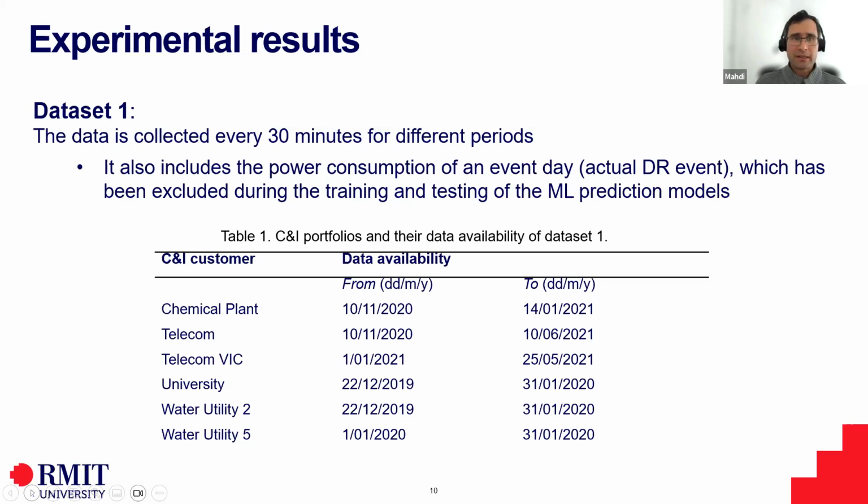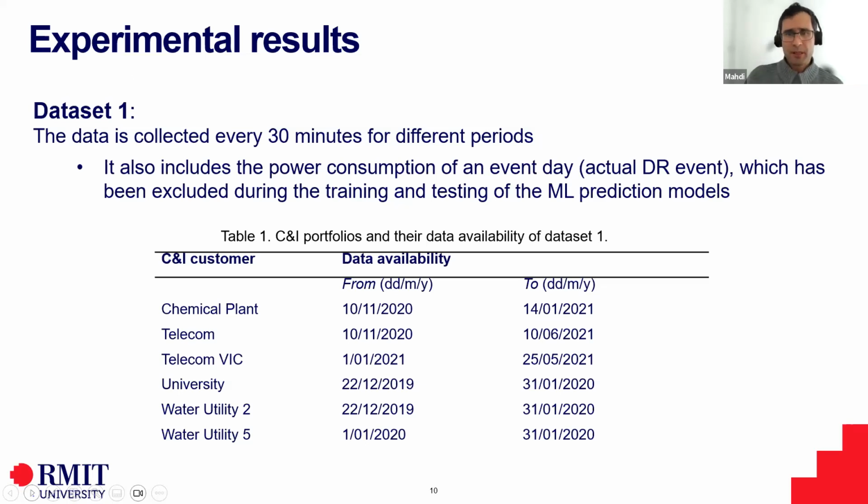The other data set we used for just checking as a kind of proof of concept for our models. But for that data set, we didn't have the demand response information. We just had the consumption information, but a finer resolution consumption information for that customer. So we had the chemical plant, telecom, 2 telecom operators, a university, and 2 water utilities in this data set.